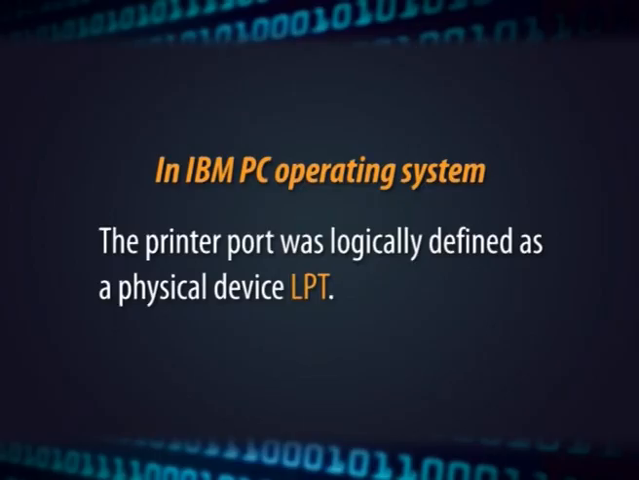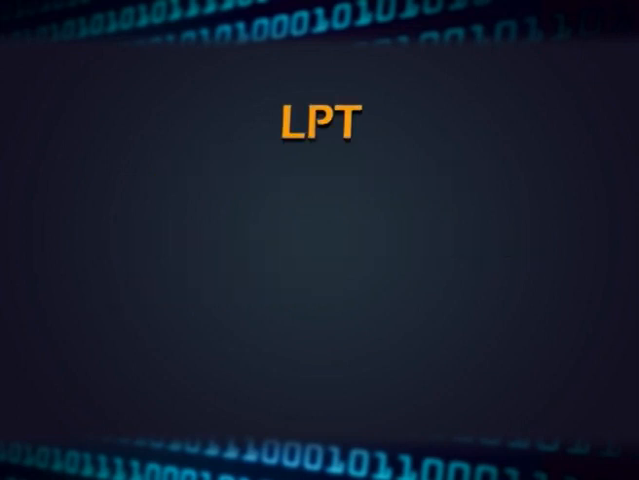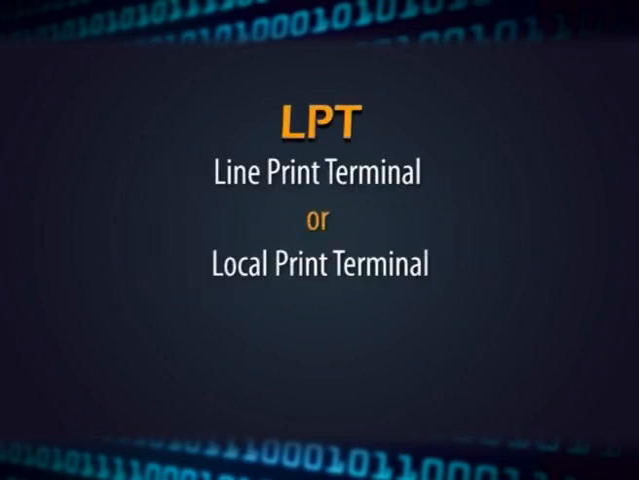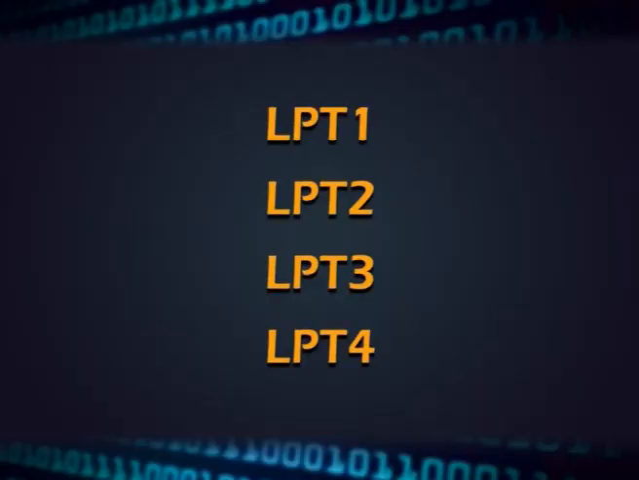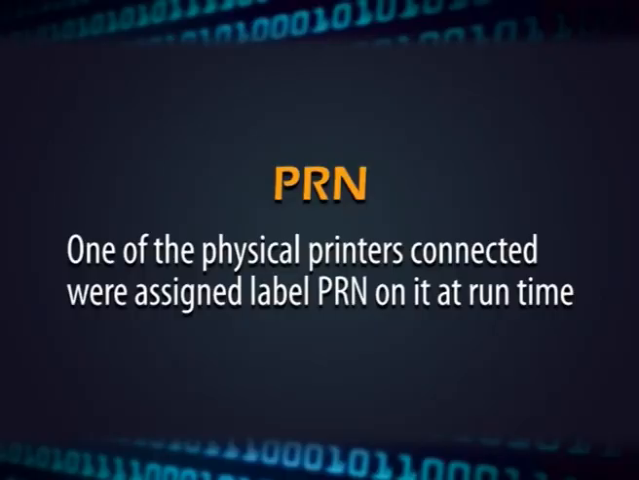In IBM PC operating system, the printer port was logically defined as physical device LPT, a short form for line print terminal or local print terminal or line printer. A computer may have more than one printer connected, and they would be named as LPT1, LPT2 up to LPT4. However, they were also generically or logically addressed as PRN, and one of the physical printers connected was assigned label PRN at runtime.